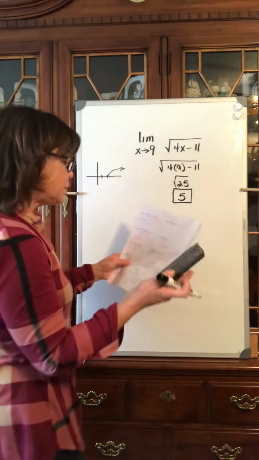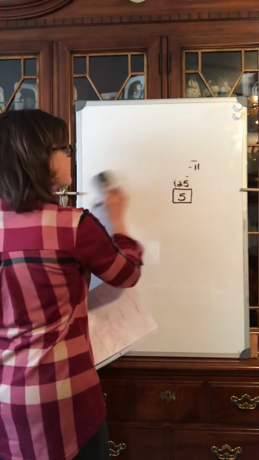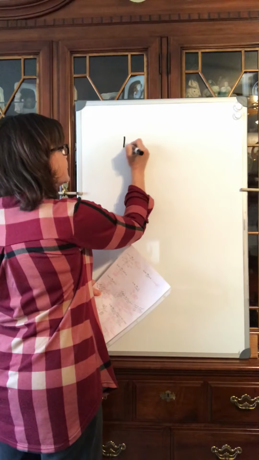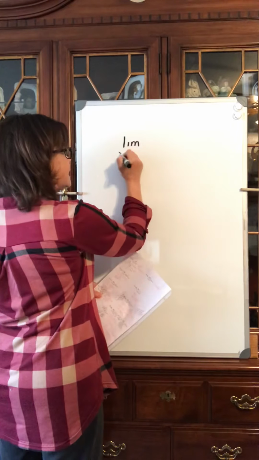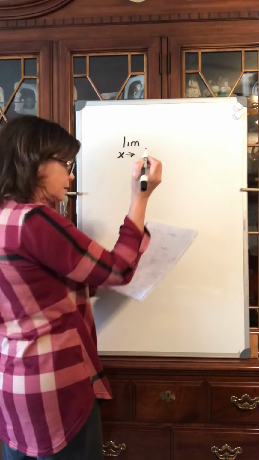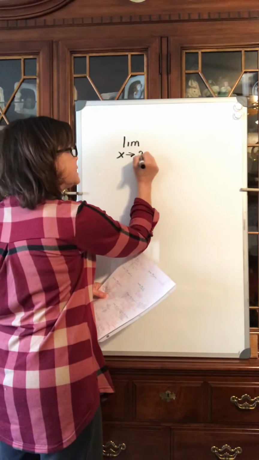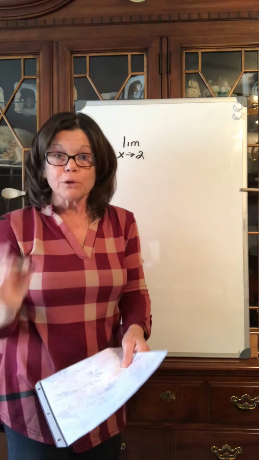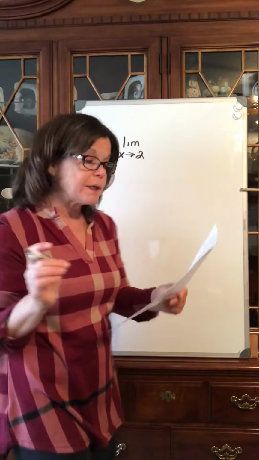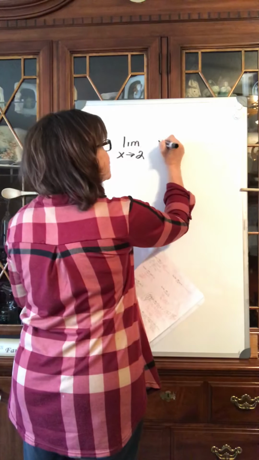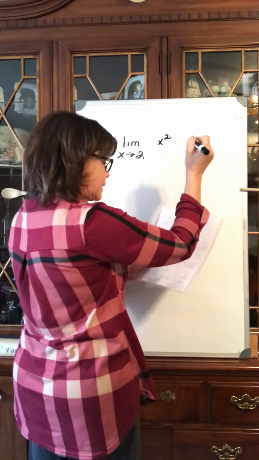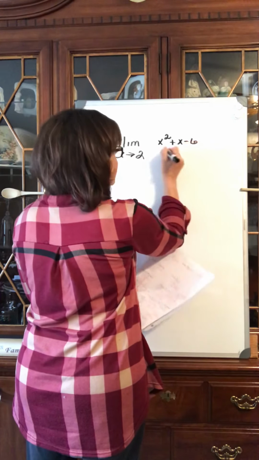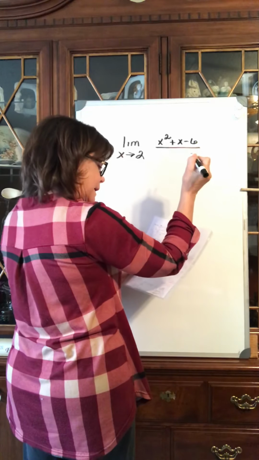Now, with example number 6, it's the limit as x is approaching positive 2. So from the left and the right, as x is approaching positive 2, when you look at this function, does it come to the same y location? And this function is y is equal to x squared plus x minus 6 divided by x minus 2.